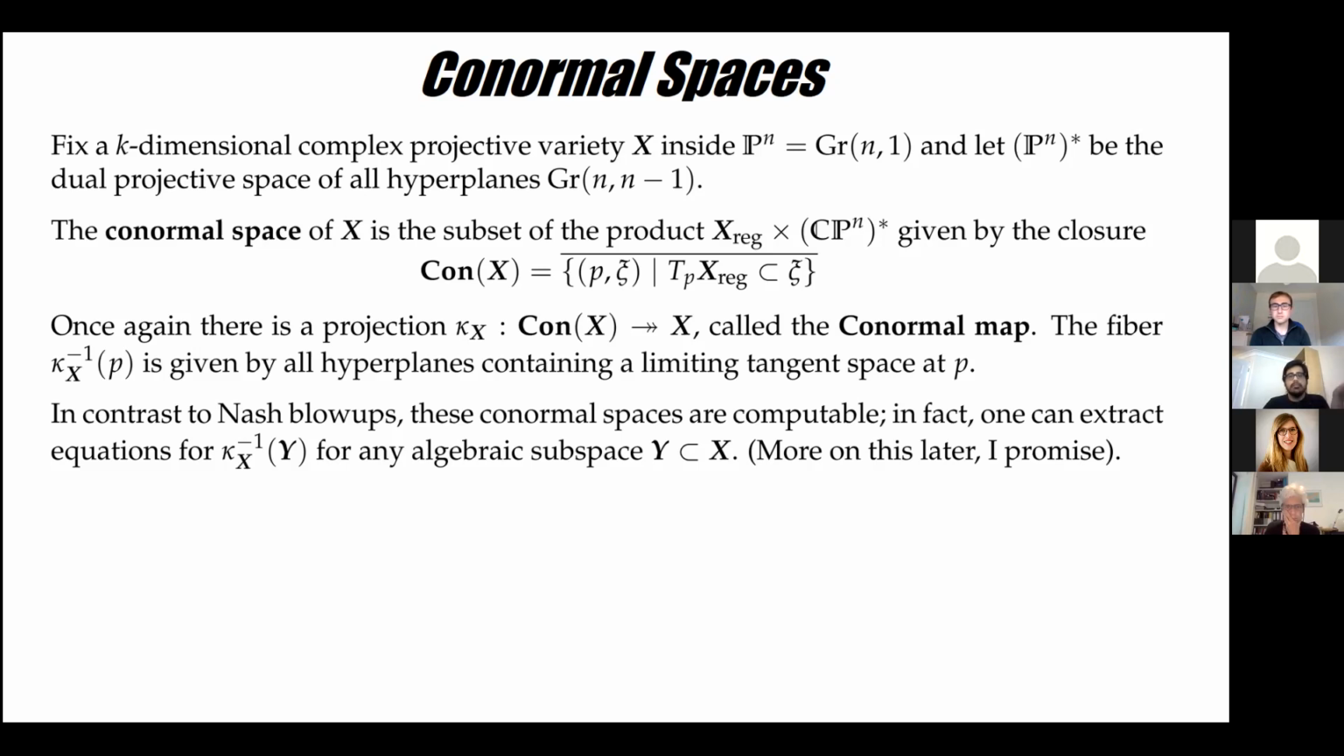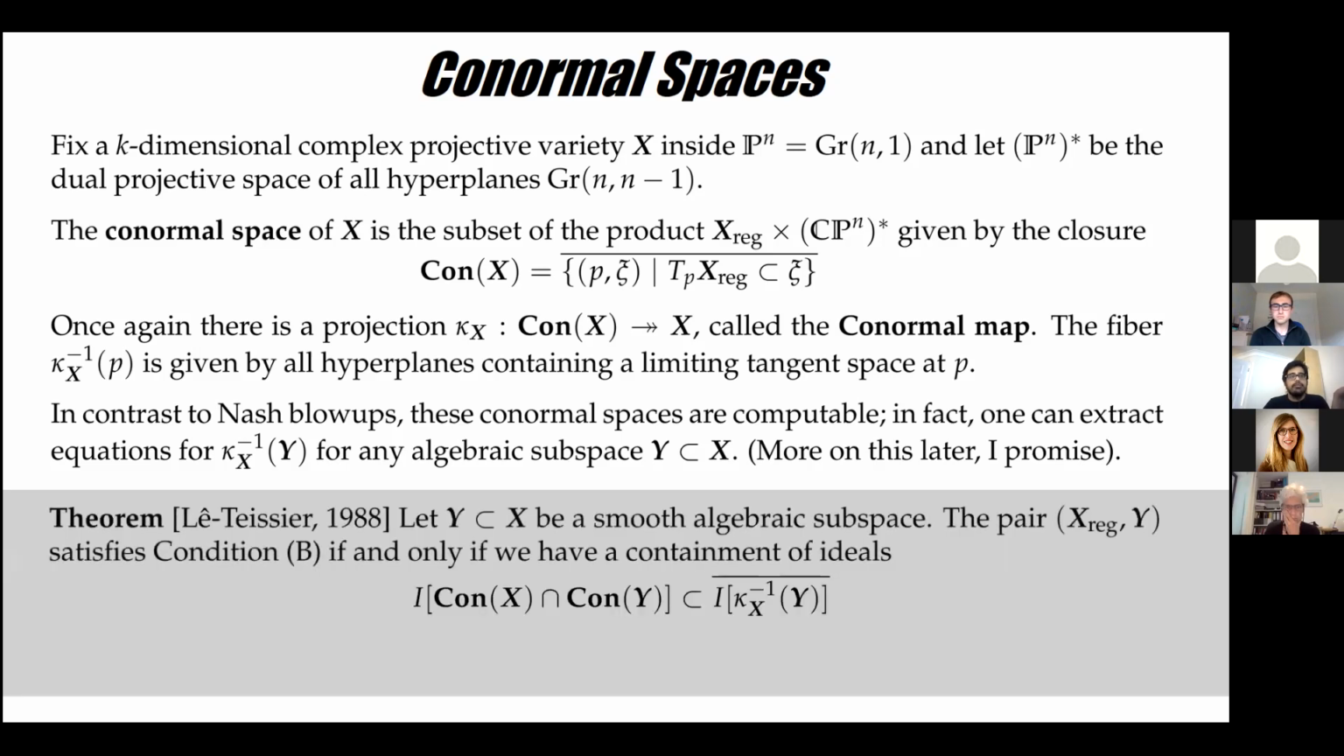And the reason I'm talking about conormal space is because there's a beautiful theorem of Lê and Teissier from 1988 that says, if you have a smooth algebraic subspace Y of X, then the pair consisting of the smooth points of X and Y satisfies condition B if and only if we have a containment of the defining ideals. Like I said, the ideals are just a list of equations, and we know how to get those.